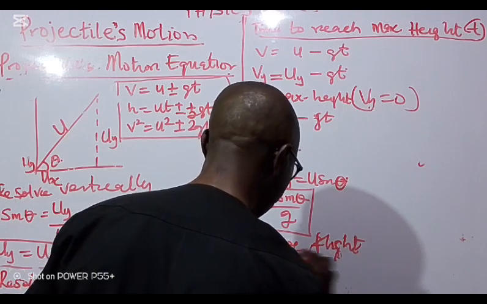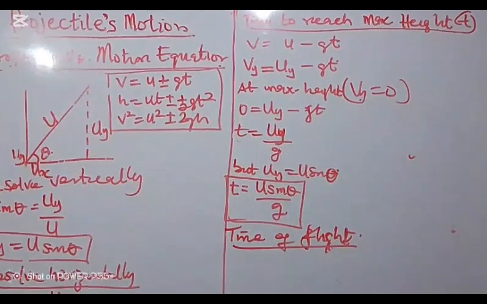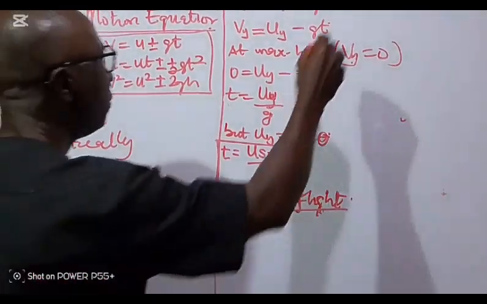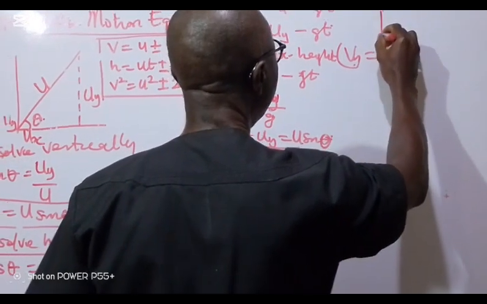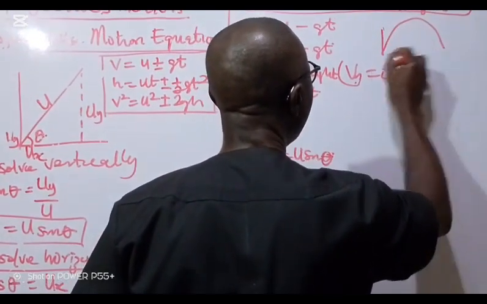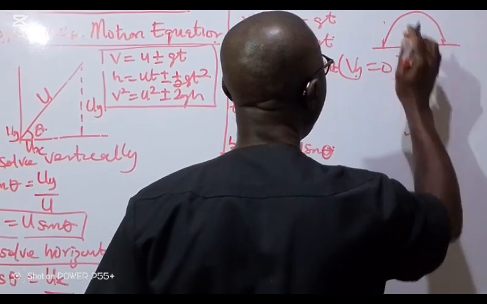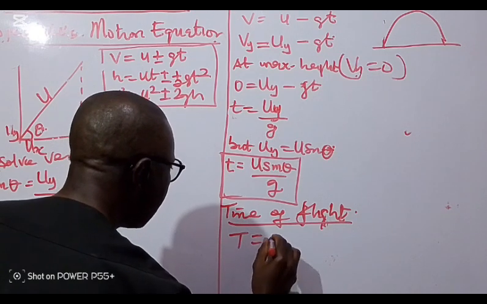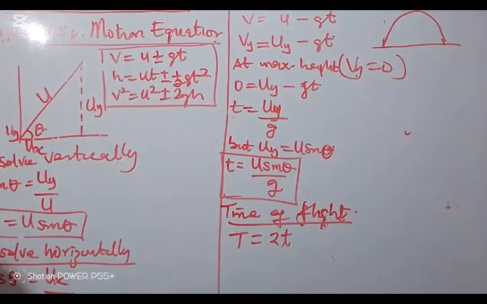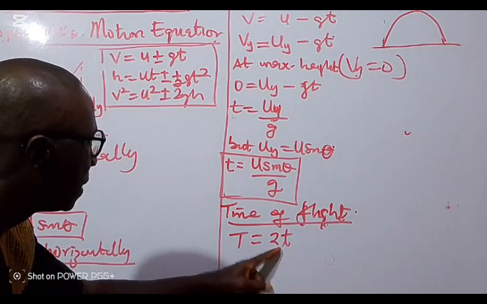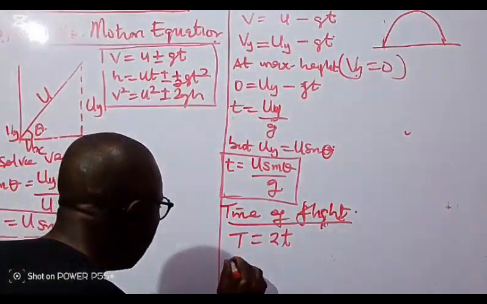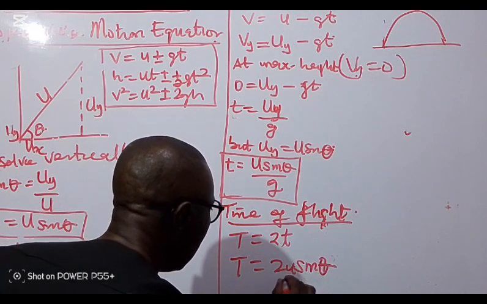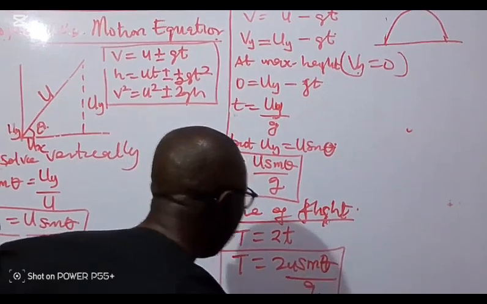Don't forget again, when we were dealing with motion under gravity, I said when the motion starts from the same horizontal level and lands on the same horizontal plane like this, the time of flight, capital T, will be equal to 2t. If that is the case now, and our t here is u sine theta over g, we can now say T is equal to 2u sine theta over g. That's time of flight under projectile.